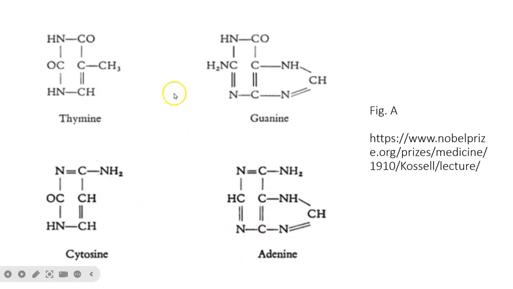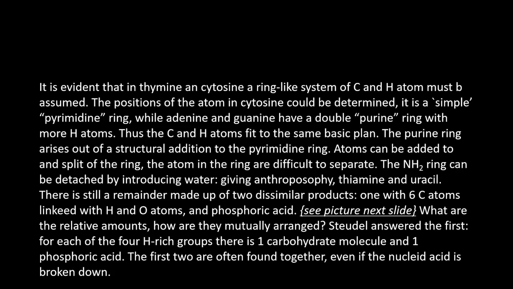Here you see the 4 compounds. It is evident that in thymine and cytosine, a ring-like system of C and H atoms must be assumed. The position of the atoms in cytosine could be determined. It is a simple pyrimidine ring, while adenine and guanine have a double purine ring with more H atoms. Thus, C and H atoms fit into the same basic plan.